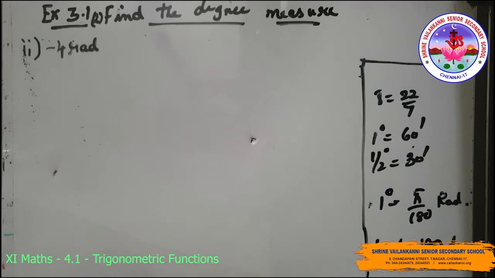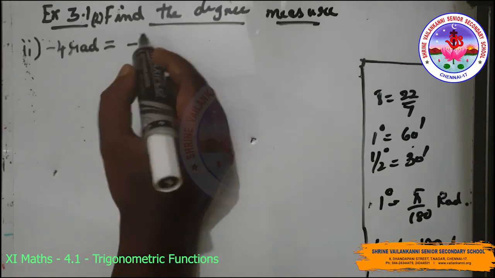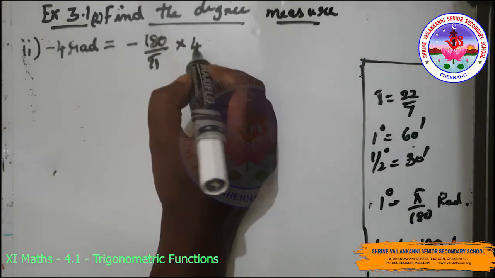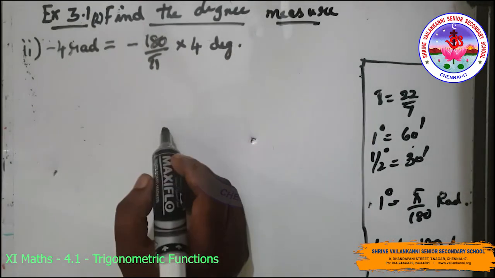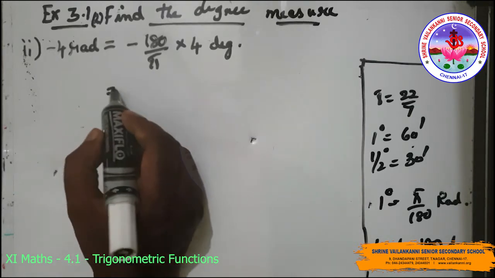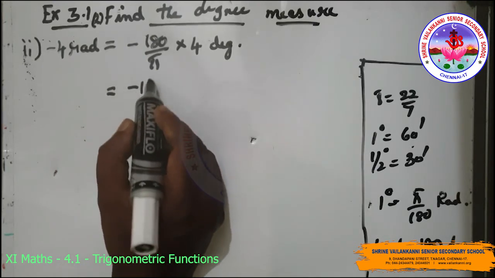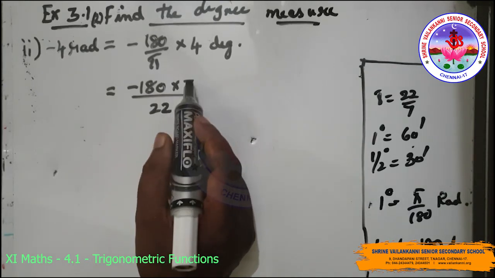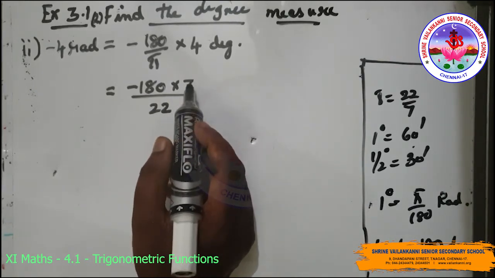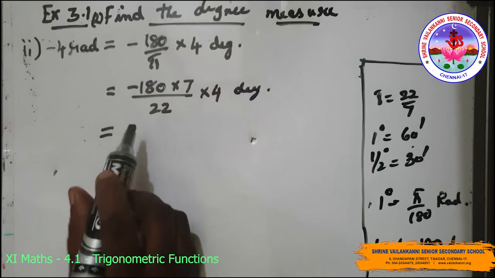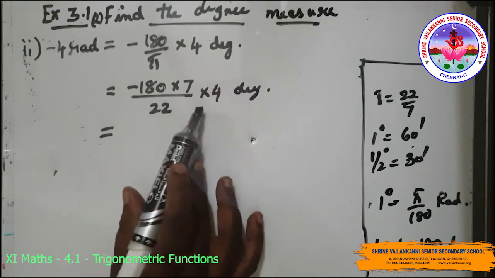Second one, minus 4 radians. We have to convert this into degree. So which is equal to minus 180 by pi into 4 degree. So writing pi as 22 by 7, which is equal to minus 180 into 7 by 22. That is, 22 by 7. So taking 7 to the numerator into 4 degree. So which is equal to multiplying this.